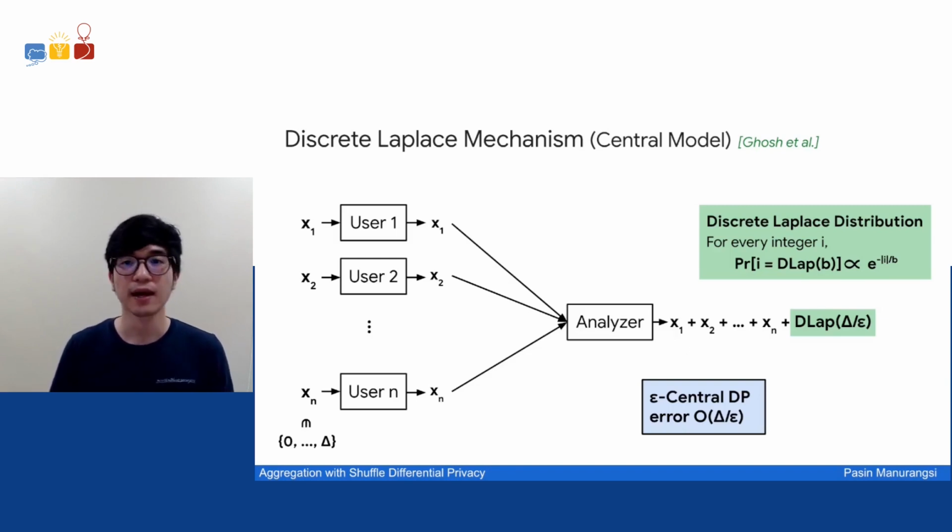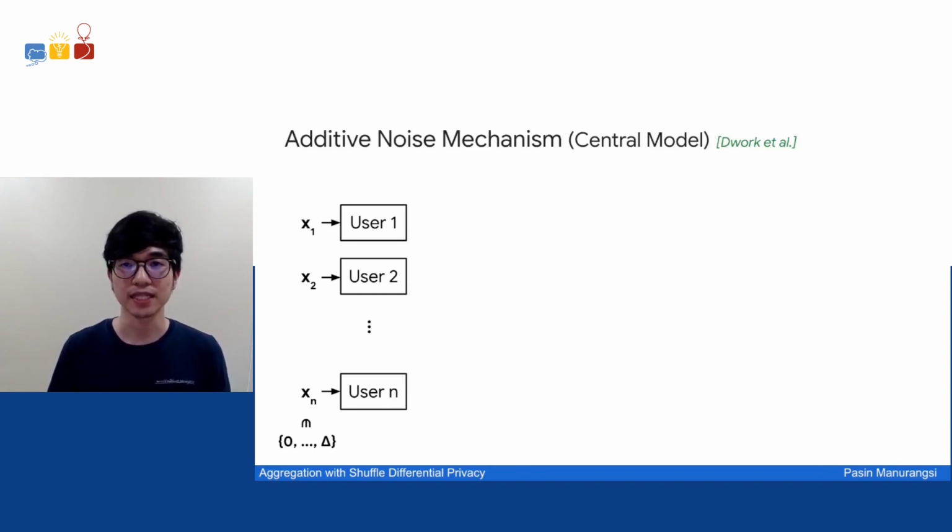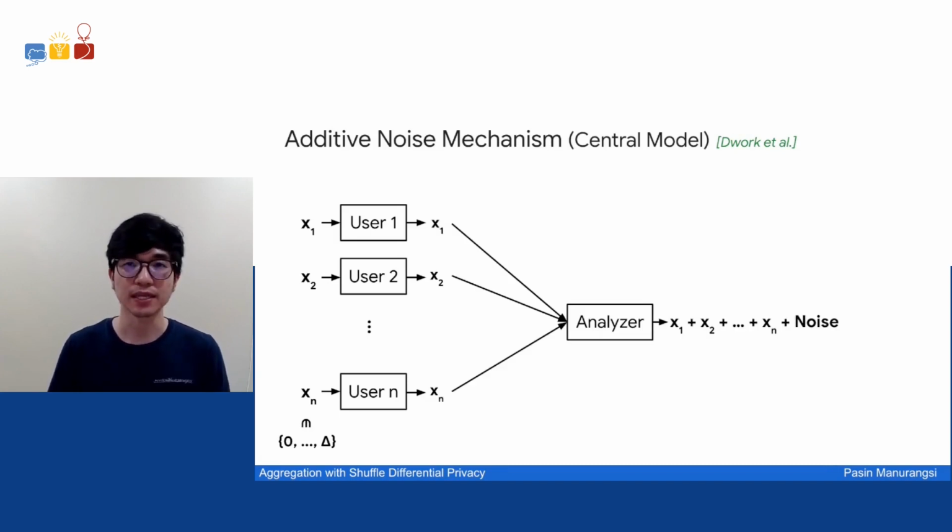So this algorithm belongs to a class of algorithms called additive noise mechanisms, which simply compute the true sum and add to it some noise that is drawn from some distribution D. For simplicity here, I will just write plus D here. And we have seen before the distribution D being discrete Laplace, but you can also choose other distributions like Gaussian or its discrete variant. And these different distributions will give you different utility guarantees and different privacy guarantees.